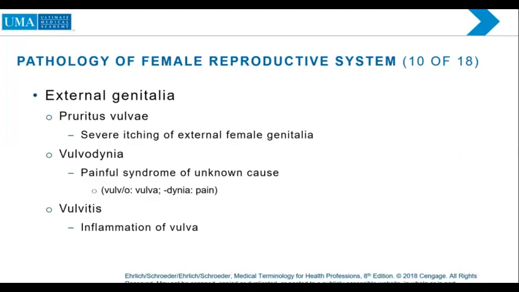Now let's look at the external genitalia. Pruritus vulvae is severe itching of external female genitalia. Vulvodynia is painful syndrome of unknown cause. Vulvo means vulva, and dynia means pain. Vulvitis is inflammation of the vulva.